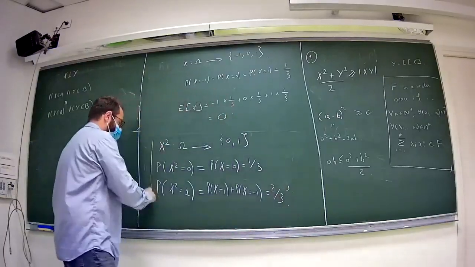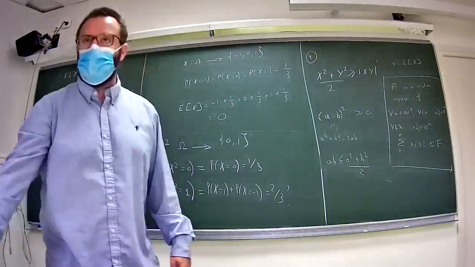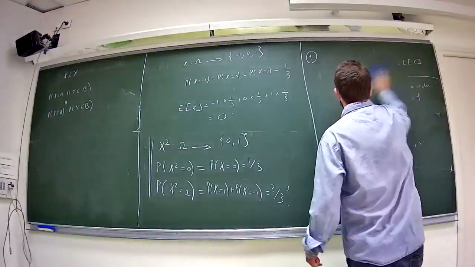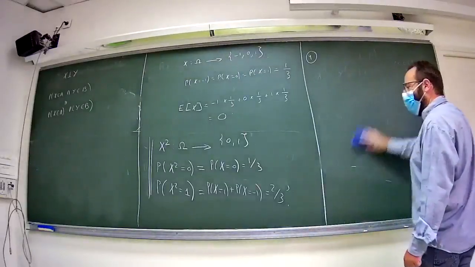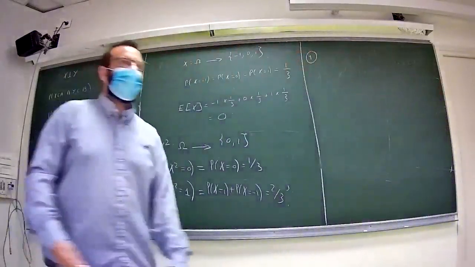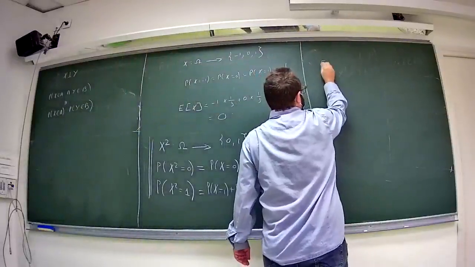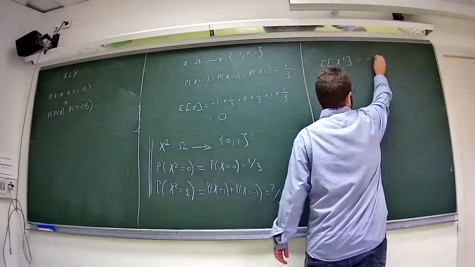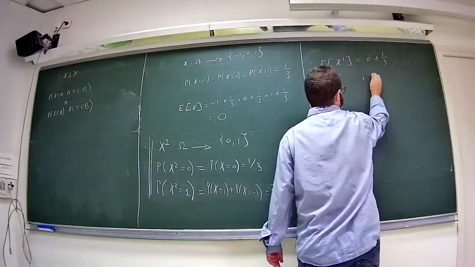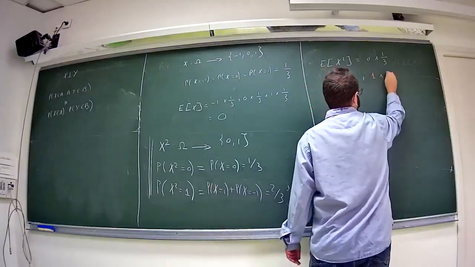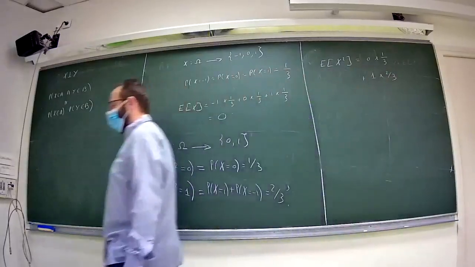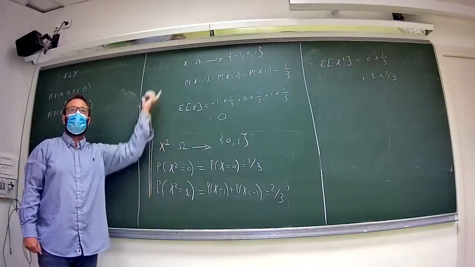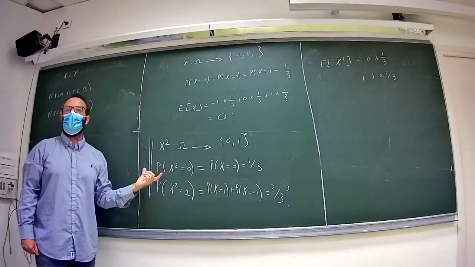So X squared is also a discrete random variable. If I want to compute its expectation, I just have to use the formula: the sum of the possible values multiplied by the probability of taking this value. So the expectation of X squared can be computed exactly in the same way: 0 times 1 over 3 plus 1 times 2 over 3. Here I have done exactly the same thing as I did for X in order to compute the expectation of X squared.